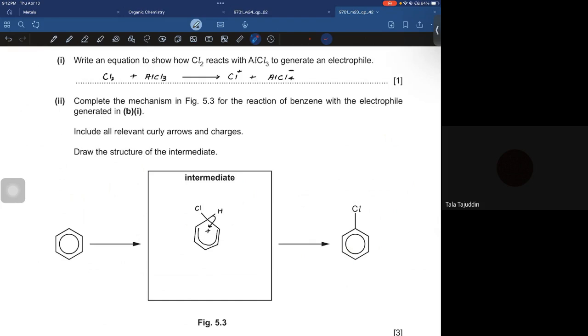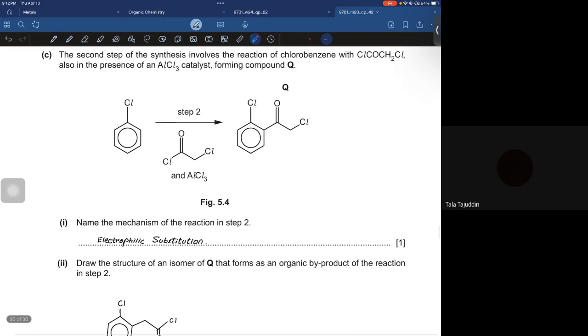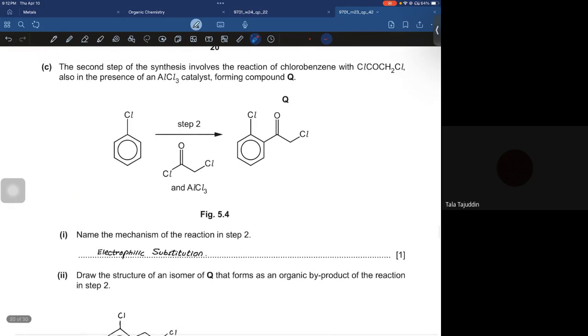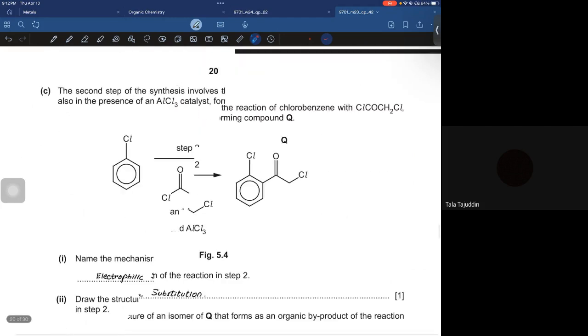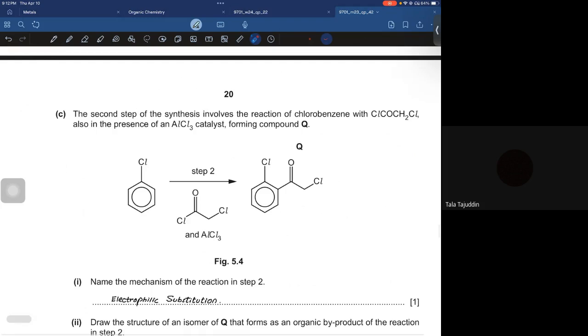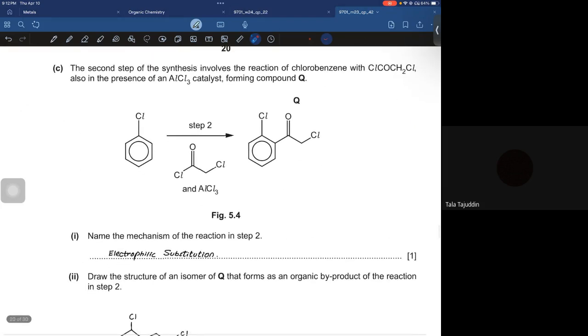Okay. Then name the mechanism. Of course, it's electrophilic. Benzene, 99.99 times out of 100, is going to give you electrophilic substitution reaction. Draw the structure of an isomer of Q that forms as an organic byproduct of the reaction in step 2.